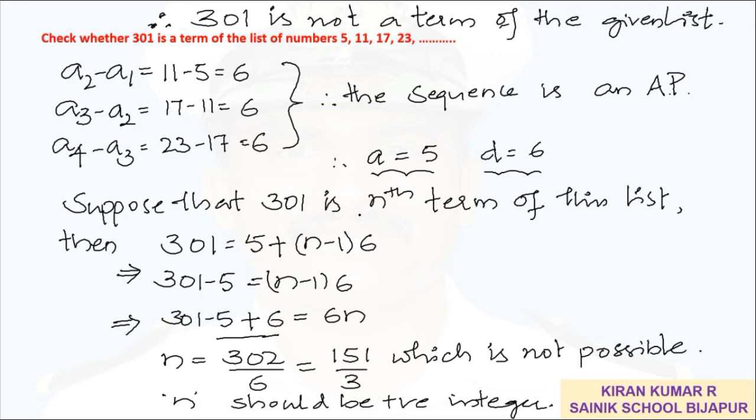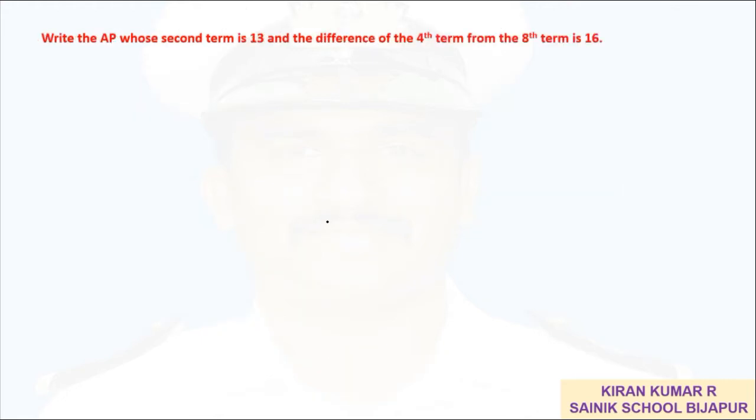Hope you understood it now. I have taken 301 as some nth term. Then if I find the value of n, if n comes out to be a positive integer, then I can consider 301 as a term of the sequence. Otherwise, no. Let's look at the next question. Write the AP whose second term is 13 and the difference of the fourth term from the eighth term is 16.